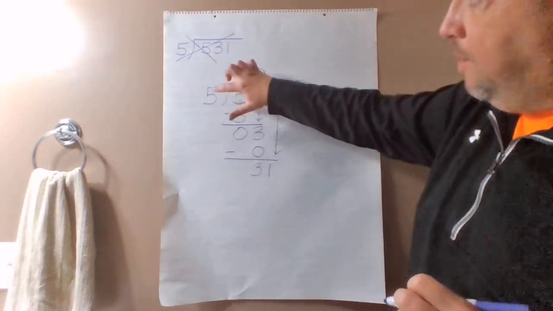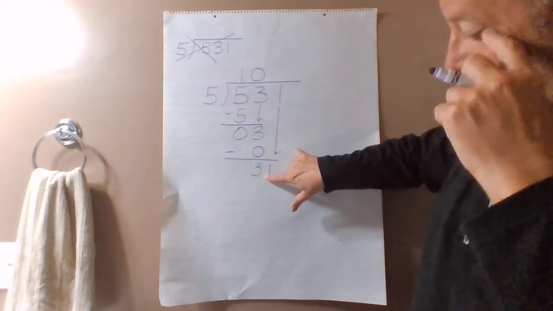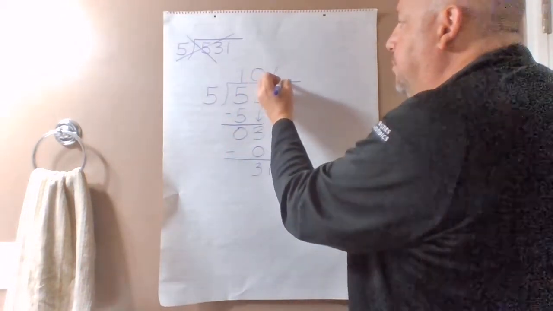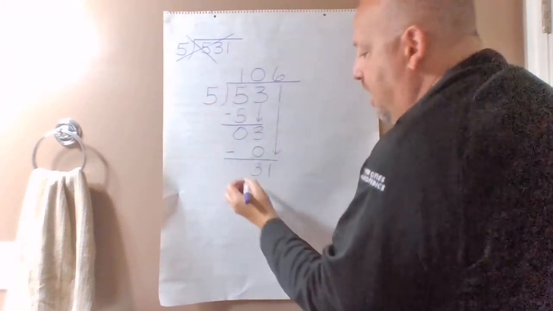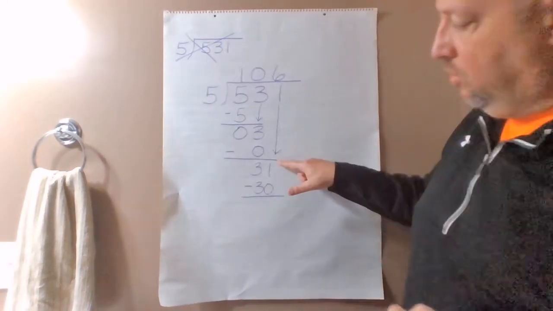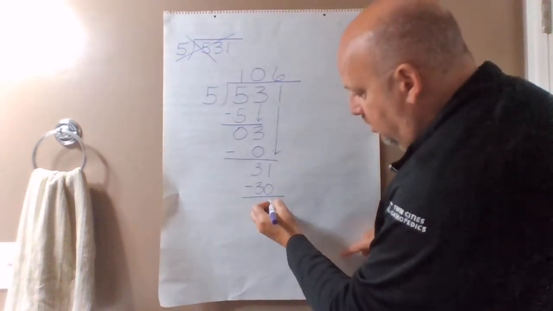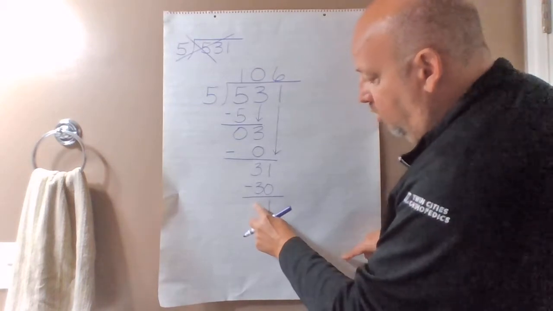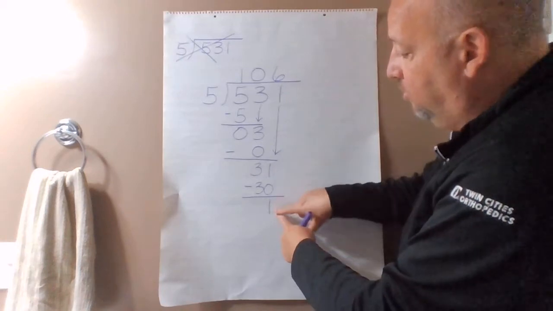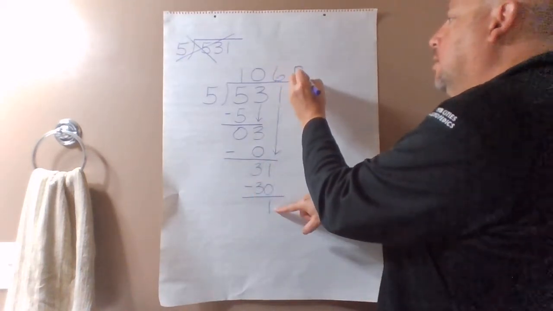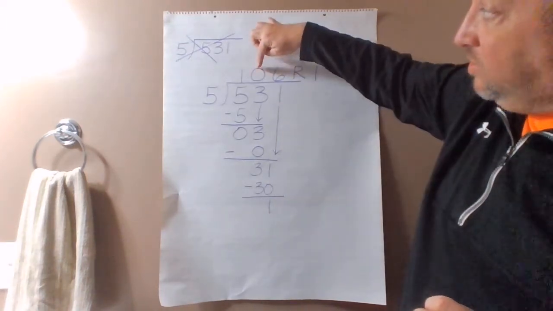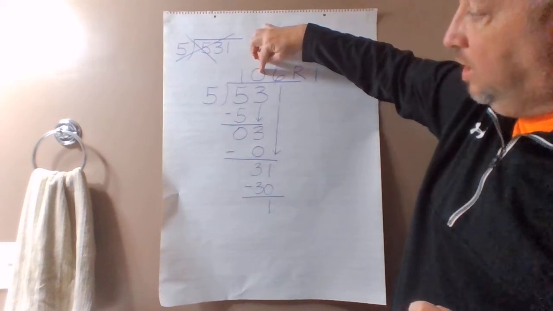So now, how many fives are in 31? 6 of them. 6 times 5 is 30. And then 31 minus 30 is 1. 3 minus 3 is 0. I don't need that 0 at the front. Subtract. Bring down. Nothing to bring down. So this 1 is my remainder.